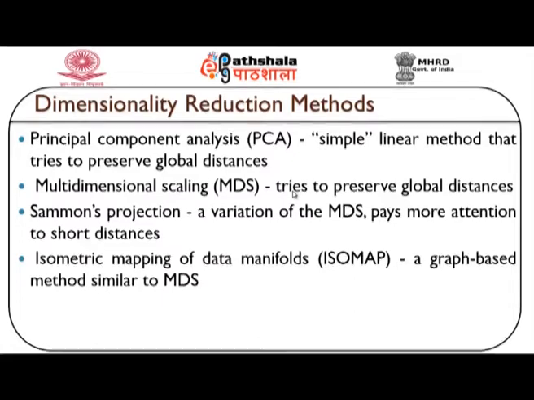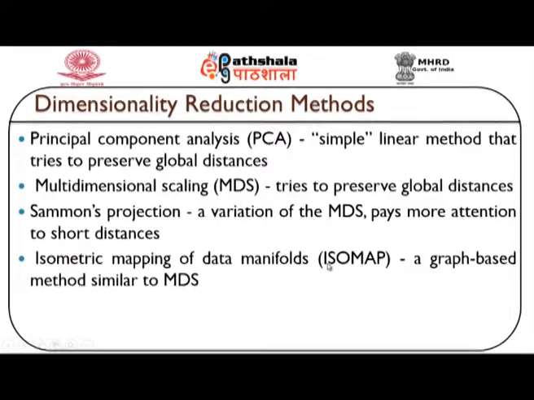So, there are various dimensionality reduction methods that are available to reduce the dimension of the data set as well as to reduce the dimension in the visualization as such. Some of the dimensionality reduction methods are principal component analysis or PCA, which is a simple linear method that tries to preserve the global distances between the various data points. Multidimensional scaling or MDS tries to preserve the global distances as such. Sammon's projection, a variation of MDS, pays more attention to short distances as such.